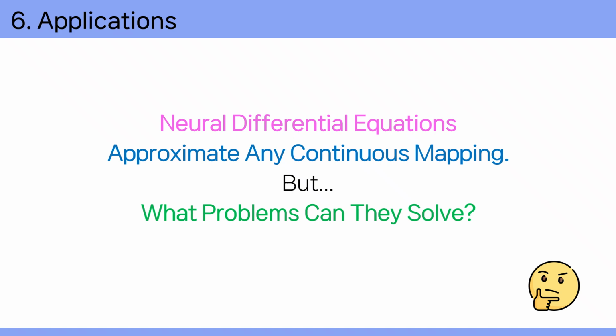Now we know that we can actually solve neural differential equations and that they can in principle model any continuous mapping. Of course, these theoretical guarantees don't automatically ensure good empirical performance, but they do give us confidence that such modeling is possible in principle. So let's move on to the practical side. What kinds of problems can neural differential equations actually tackle?